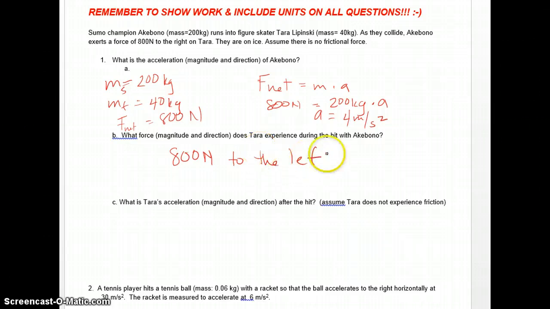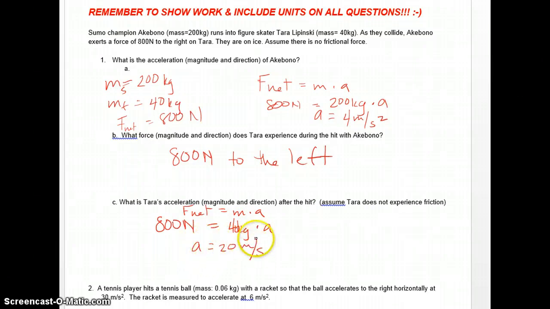Okay, what is Tara's acceleration? Well, we know that her force that she hits with is, again, F net equals m times a. She has a mass of 40 kilograms. If I do my calculations, 40, there we go. We should have an acceleration that's actually quite high of 20 meters per second squared. So I'll give you the answers for the rest of them so that you can check them and see whether or not you got them right.